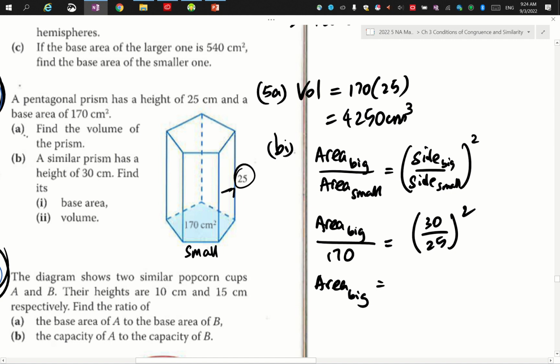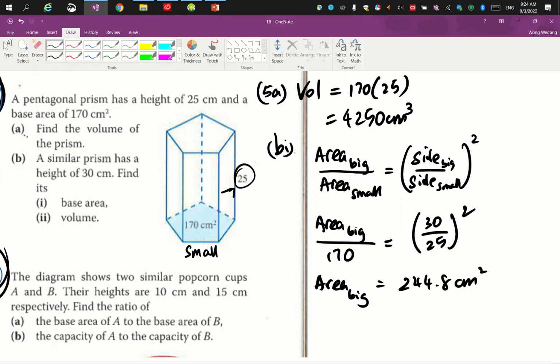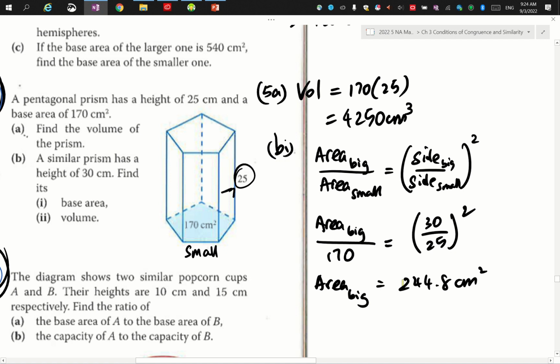30 divided by 25. So inside this fraction, it is 6 over 5. We square it. Then we multiply by 170. 244.8. So just double check, make sure your answers make sense. Area big 244.8, area small 170. Okay, yeah, it makes sense. You cannot have a big area, supposedly big area, ending up as a smaller value compared to 170.